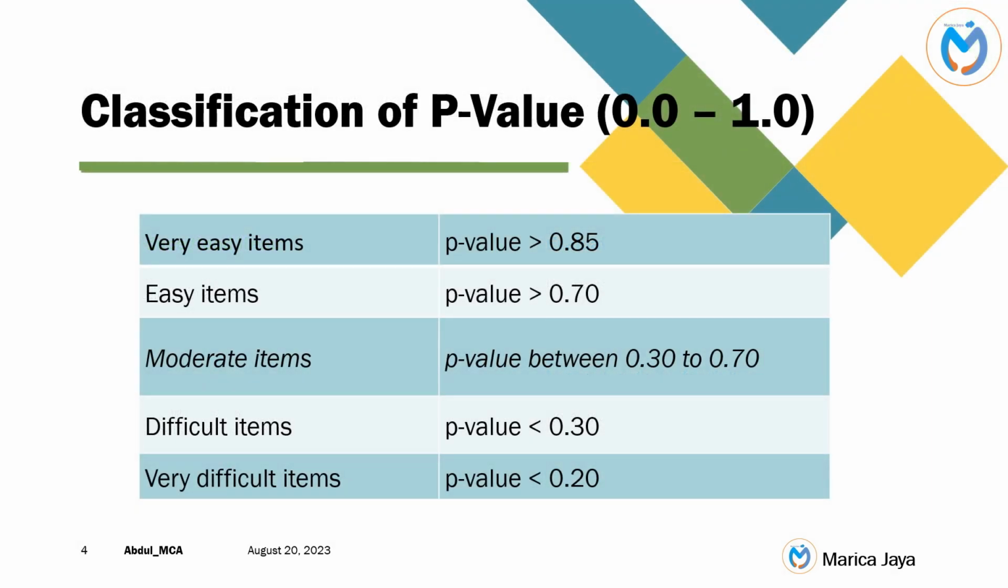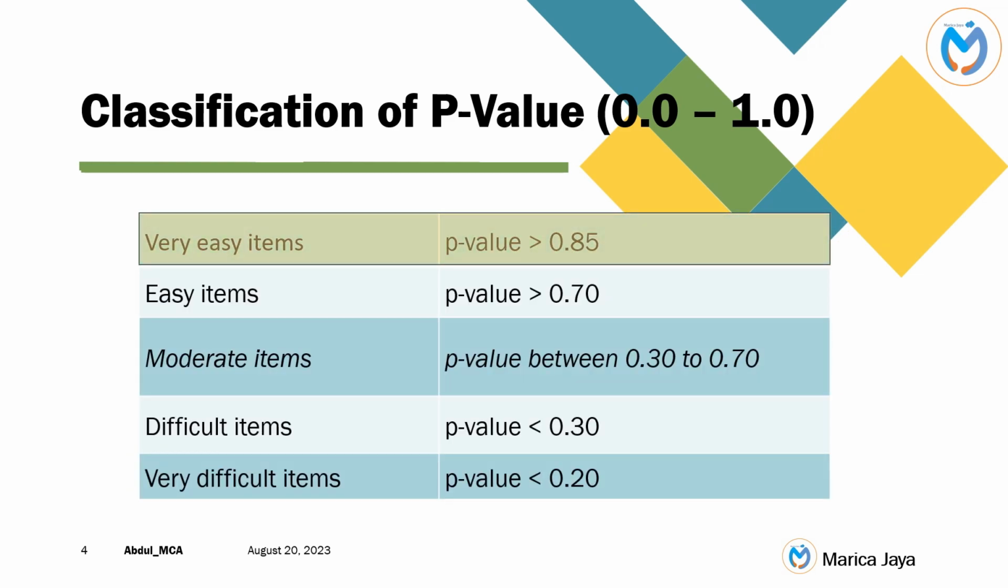In order to analyze the difficulty level of the items, p-value is used. The range of the p-value is between 0.0 to 1.0 with the following classifications. Items with a p-value above 0.85 are categorized as very easy items. Items with a p-value above 0.70 are categorized as easy items.